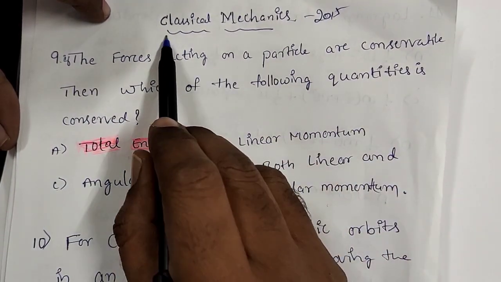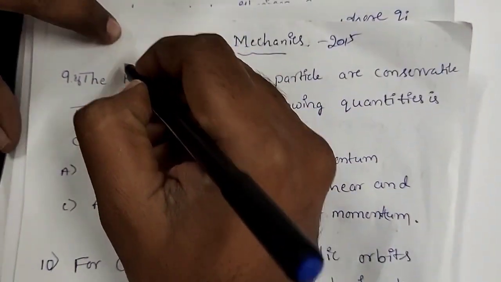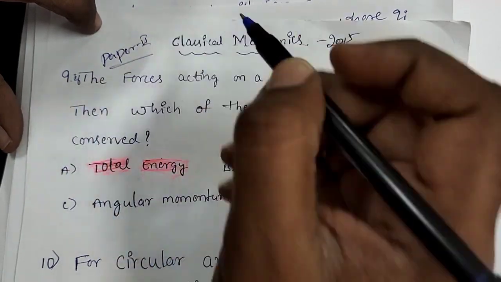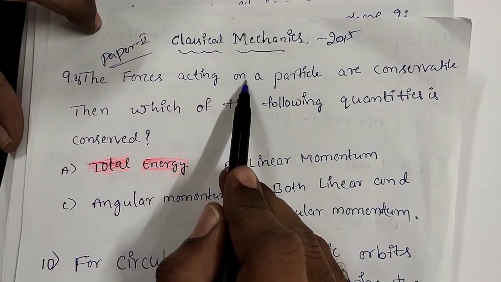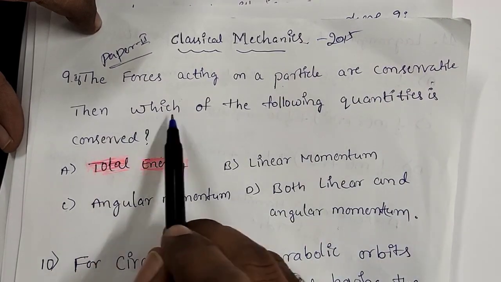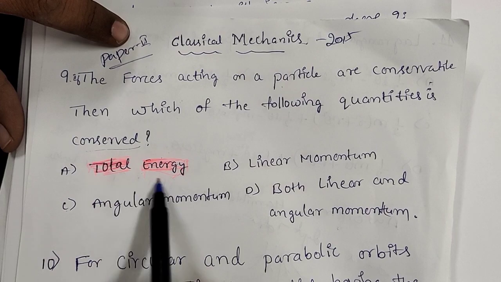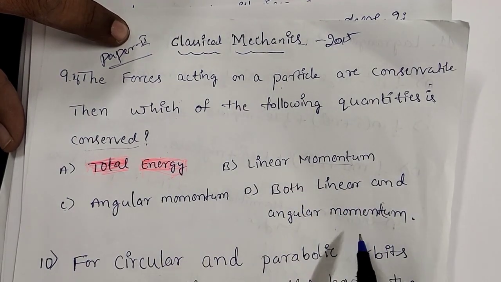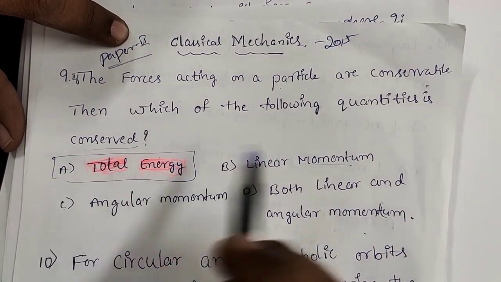Today I will discuss classical mechanics 2015 paper, and this is from paper 2. The question is: if the forces acting on a particle are conservative, then which of the following quantities is conserved? Total energy, linear momentum, angular momentum, both linear and angular momentum. Answer is total energy. Why?